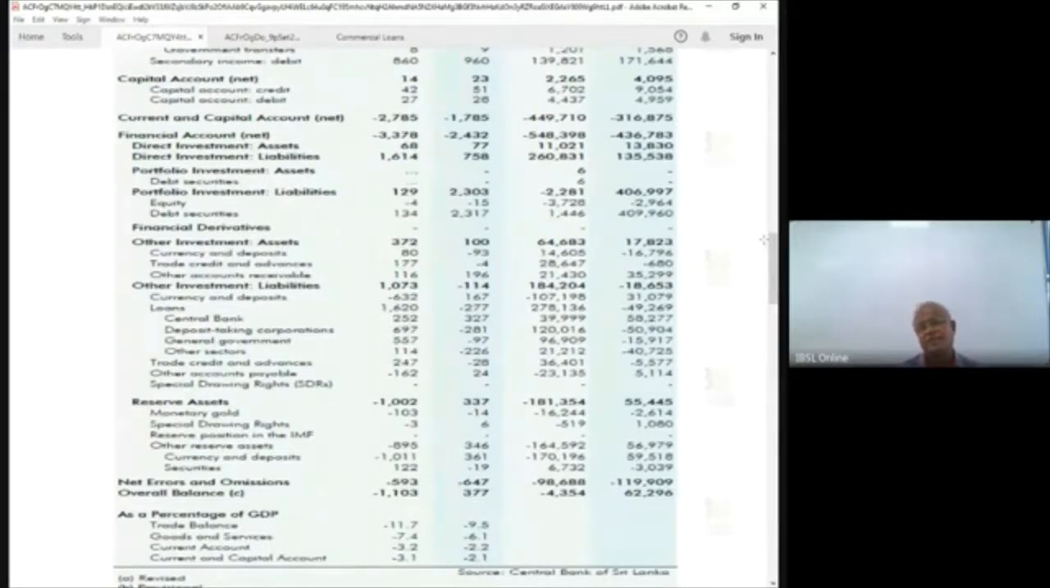The IMF comes and evaluates our country's situation. Then they give some relief, rescue packages to Sri Lanka. Then they divide that into tranches. They give 2 billion, but the 2 billion is not released at once. The IMF says, okay, first quarter, second quarter, third quarter, first tranche, second tranche, third tranche, like that.